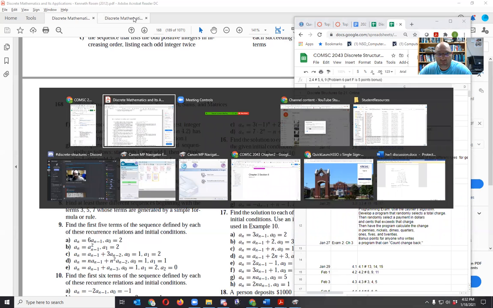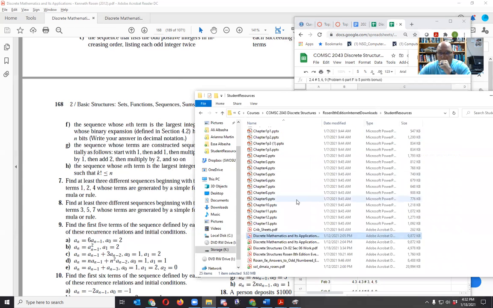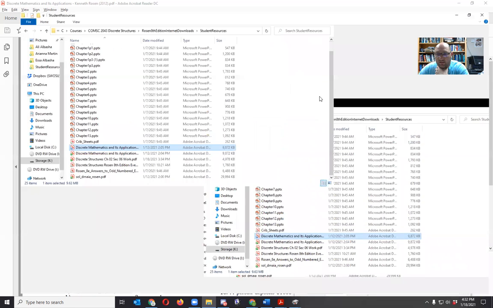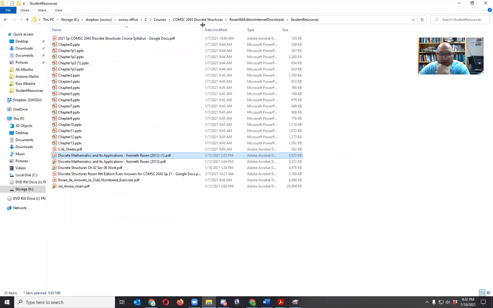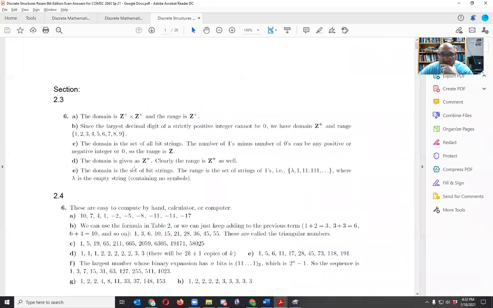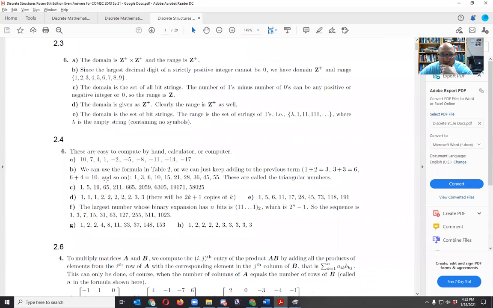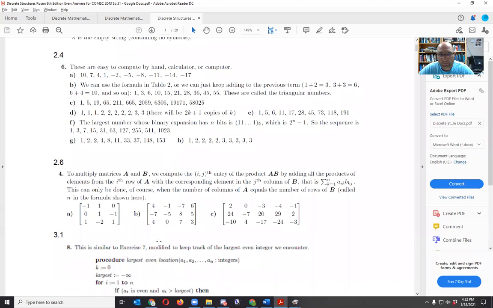So what I want to do is come back here. No, wrong screen. Let's see if I can find this. Not the syllabus. Even answers. There we go. That way we can come down to 2.4, number 6. All right, we'll make this work. We will make this work.